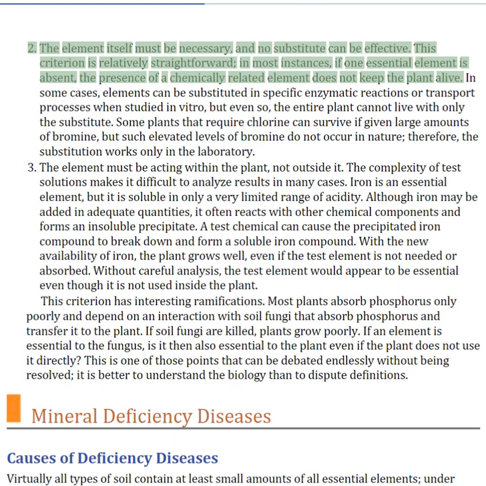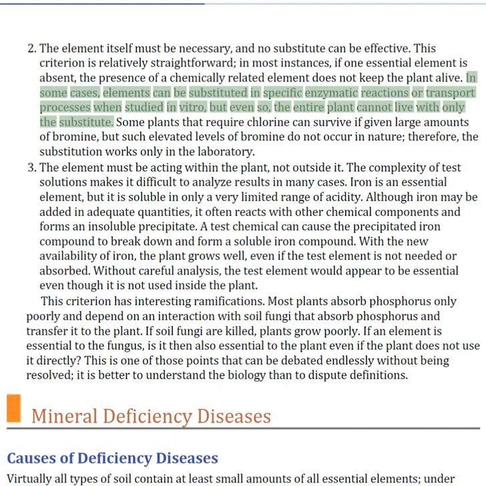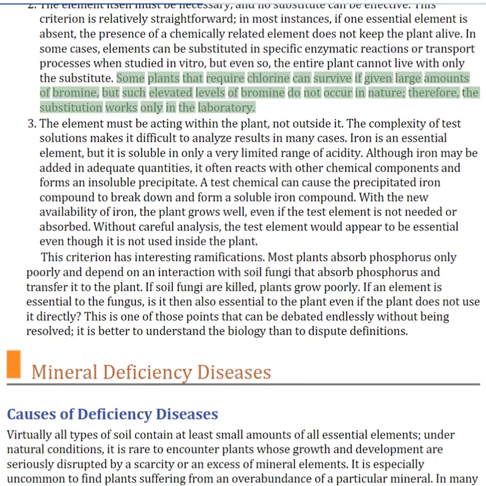In most instances, if one essential element is absent, the presence of a chemically related element does not keep the plant alive. In some cases, elements can be substituted in specific enzymatic reactions or transport processes when studied in vitro, but even so, the entire plant cannot live with only the substitute. Some plants that require chlorine can survive if given large amounts of bromine, but such elevated levels of bromine do not occur in nature, therefore, the substitution works only in the laboratory.